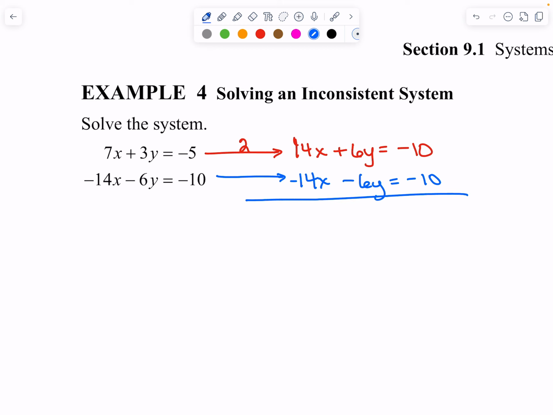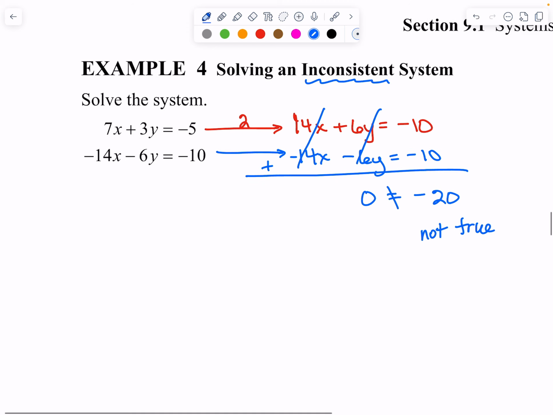Now, when I add these together, my x's cancel like I wanted. The y's also cancel. So I know that it's going to be an inconsistent system. In other words, you're either going to have no solution or an infinite number of solutions. So everything cancels, so I get 0 on that side. But when I add negative 10 and negative 10, I get negative 20. So when that happens, I get something that is not true.